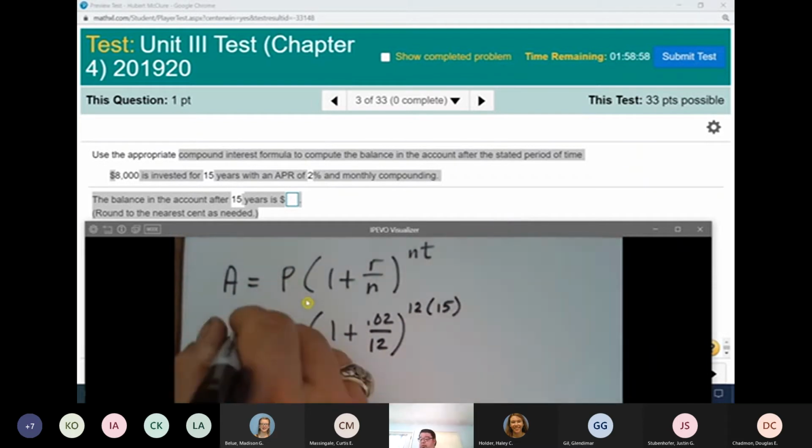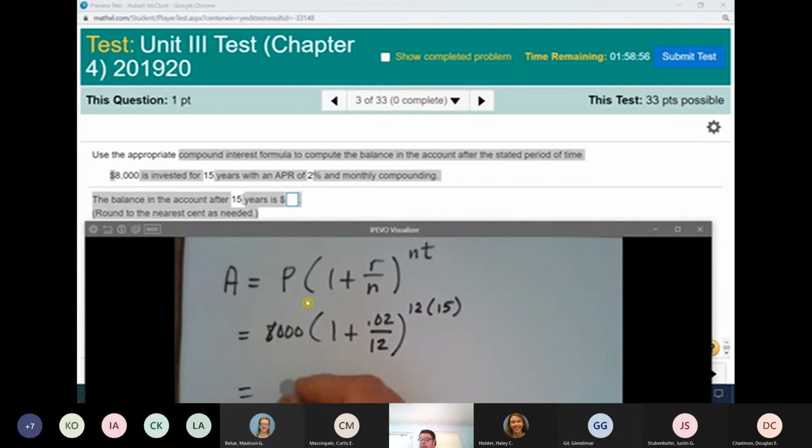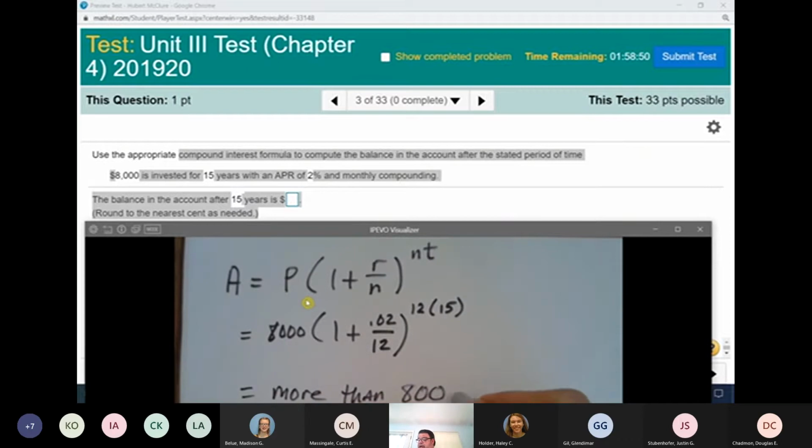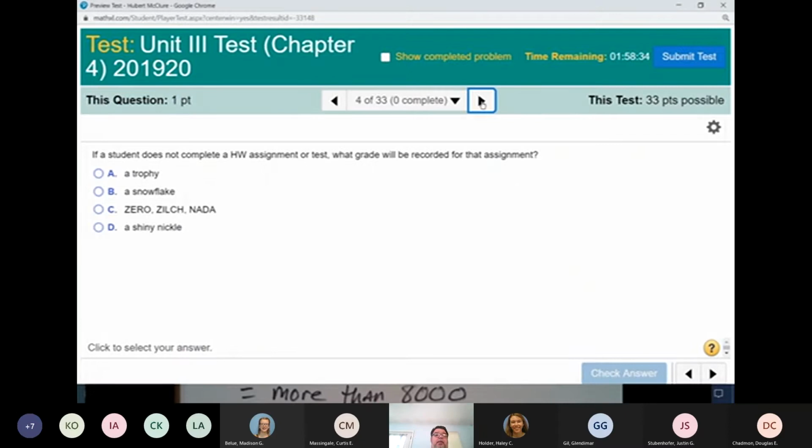And your answer would be greater than what? More than $8,000. Because if you put money into a bank and you get it out 15 years later and you get less than 8,000, you've been taken for a ride, and somebody has stolen money from you. Next.